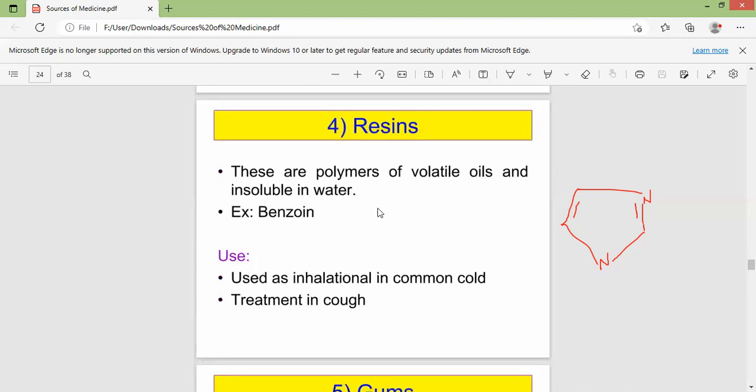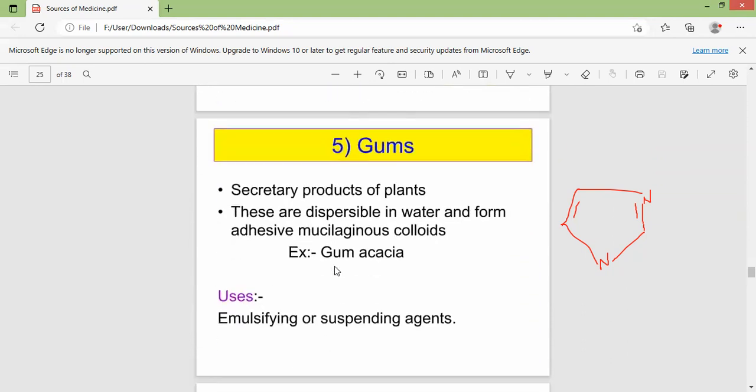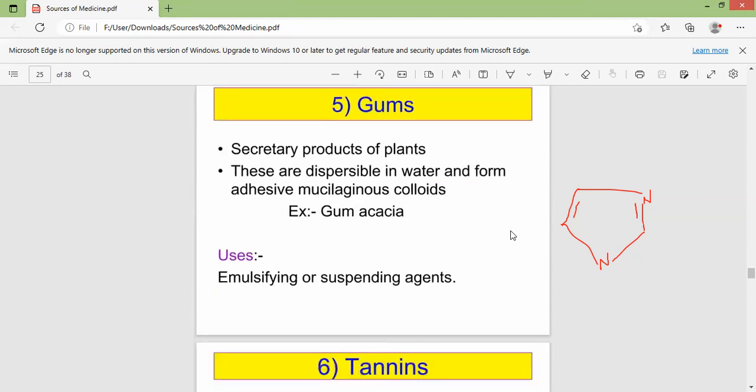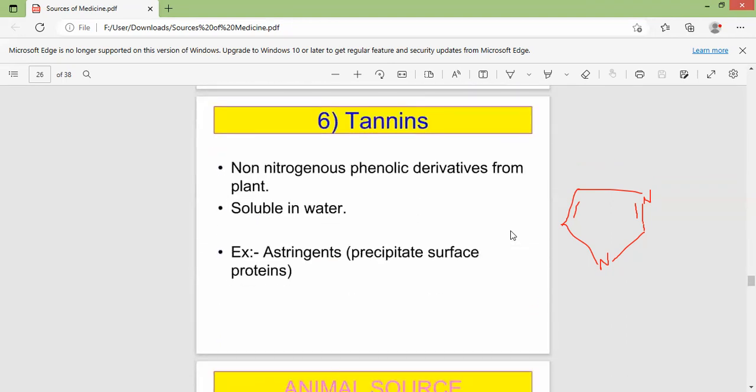The resins are polymers of volatile oils, and they are insoluble in water. The most common resin always mentioned everywhere is benzoin. Benzoin is used to relieve congestion as an inhalational in the common cold. You'll notice in drugs like Carvol or Sinarest, there's some benzoin in it. Then gums, we know they are more adhesive mucilages, colloids. They are used as emulsifying or suspending agents. For tannins, they are unique because they are non-nitrogenous phenolic derivatives from plants.